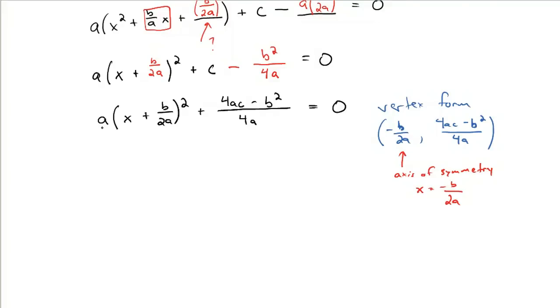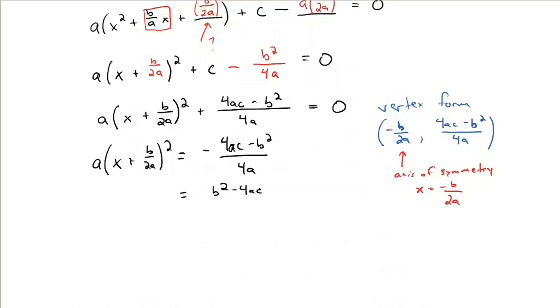Going on to solve for x, I'll just subtract a times x plus b over 2a squared. I'm going to subtract this big quantity. I'm going to get the opposite of 4ac minus b squared over 4a. And the first thing I'm going to do when I see the opposite of a subtracted quantity like that is commute the subtraction to make it b squared minus 4ac over 4a. Leave this side alone.